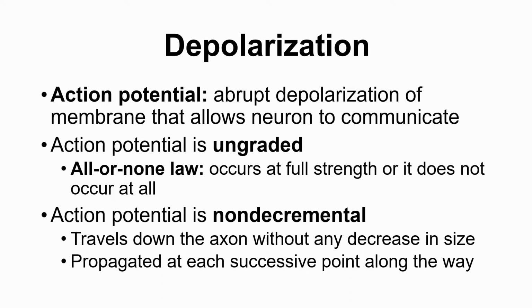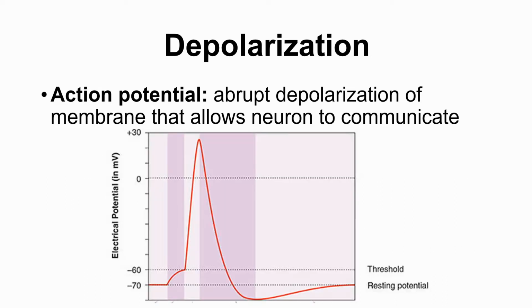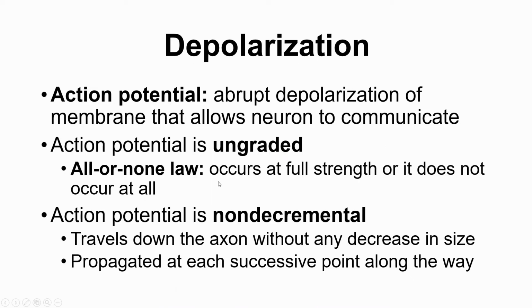And so our action potentials are the big ones. They're non-decremental, they don't decrease in size, and they're going to propagate at the same size, at the same magnitude, all along the cell, beginning to end. So those are the traits that we want to keep in mind for the difference between our action potentials and our local potentials and how they relate to one another.